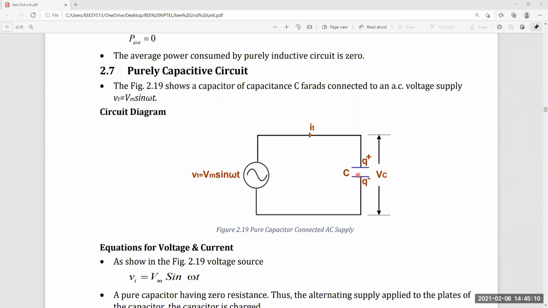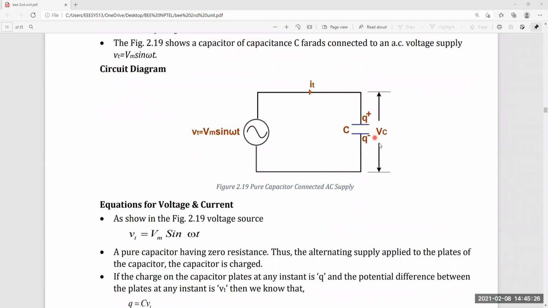It opposes the sudden changes in voltage. That's why the voltage lags the current. Understood? Voltage lags the current by 90 degrees. Otherwise, current leads the voltage by 90 degrees. Capacitor stores the energy in the form of electrostatic field. That's why it opposes the sudden change in voltage. And the capacitor voltage lags the current by 90 degrees.